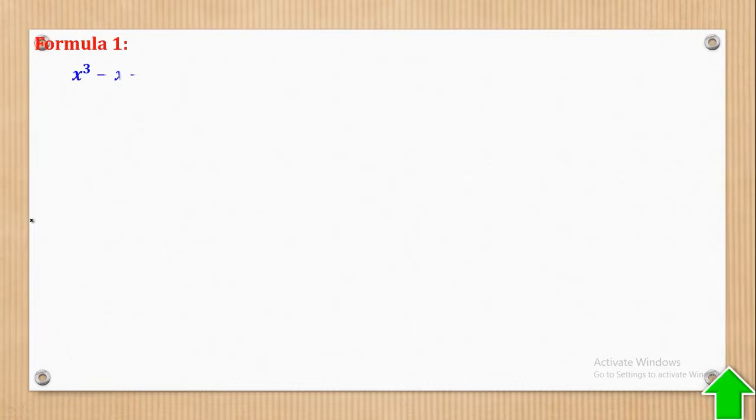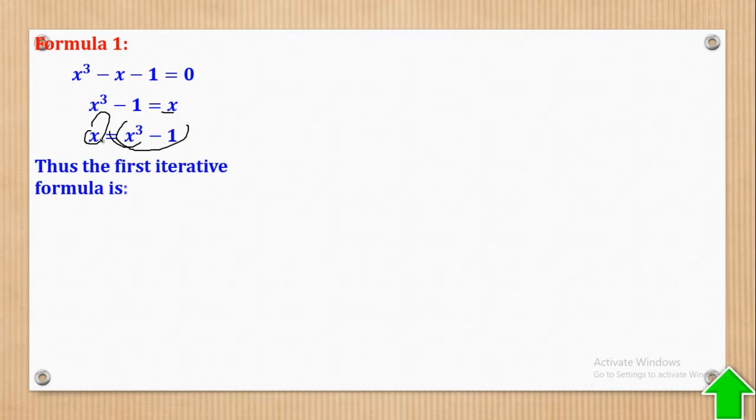In the first case, I can choose to put this x this side and I get that. In this way I've made one x the subject and the others are on the other side, therefore I can say that the first iterative formula will be that. As simple as that. So that is how you get the general form iterative formula: make one x the subject, put the rest on the other side. That is when I've made this x the subject.